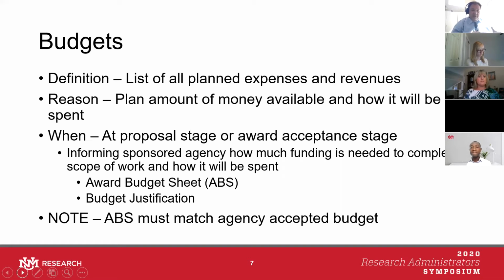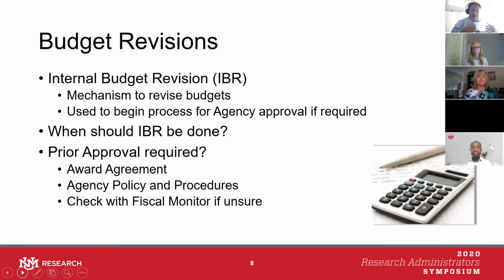So the two main forms associated with an original budget are the award budget sheet, the ABS, and the budget justification, which is just a more detailed listing of all the account codes and the funding associated with those account codes. Please note that the ABS must match the budget that was provided to and accepted by the sponsoring agency. So there can't be any kind of discrepancies between those two budgets. Now, throughout the life of the project, there may come a time when we have to do a budget revision.